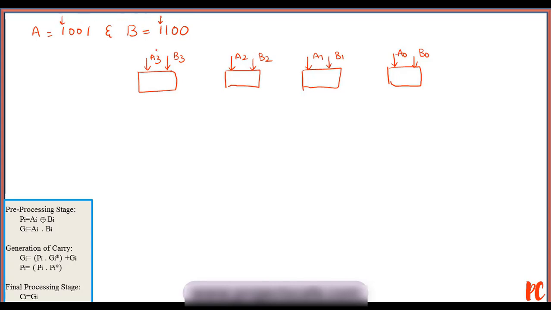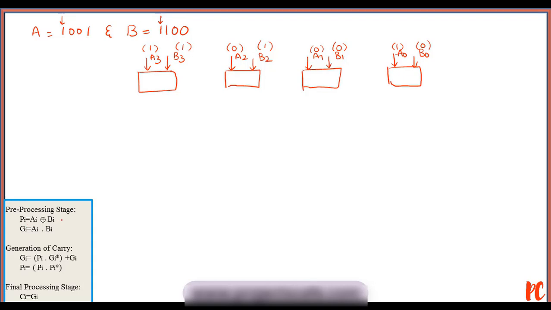Similarly here my MSB is this. Values I'm just assigning 1, 0, 0 followed by 1. With respect to B values, 1, 1, 0, 0. So initially for the first stage, I am at the pre-processing stage now.